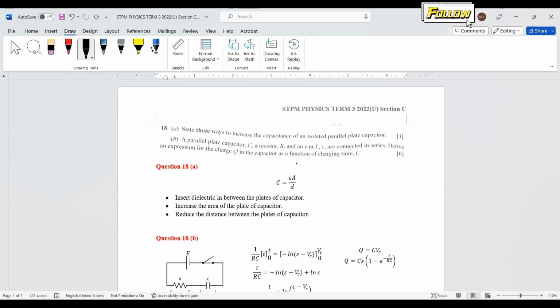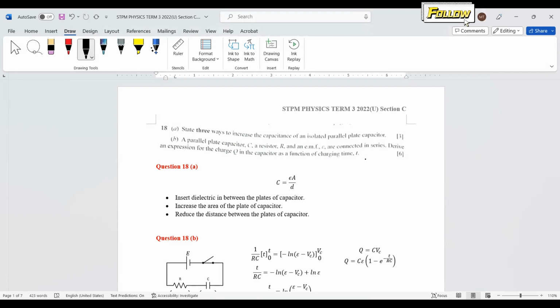Today, we discuss question 18 of the past year Ulangan paper in 2022. The first one: state 3 ways to increase the capacitance of an isolated parallel plate capacitor. B: a parallel plate capacitor, resistor, and EMF are connected in series. Derive an expression for the charge in the capacitor as a function of charging time.